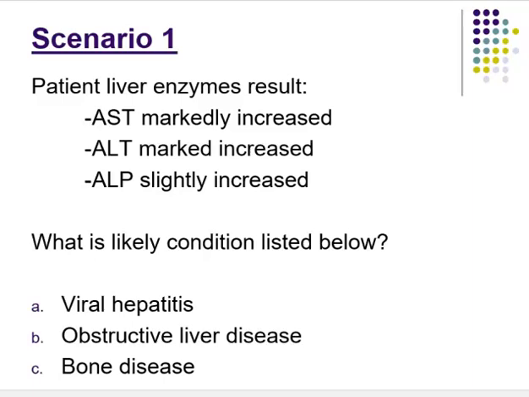This is because the damage to the hepatocytes is causing the AST and the ALT to be markedly increased. For obstructive liver disease, you would see a modest increase in ALT, not a marked one. And for bone disease, we would see our ALP in higher levels. It wouldn't just be slightly increased, it would be a marked increase in ALP.